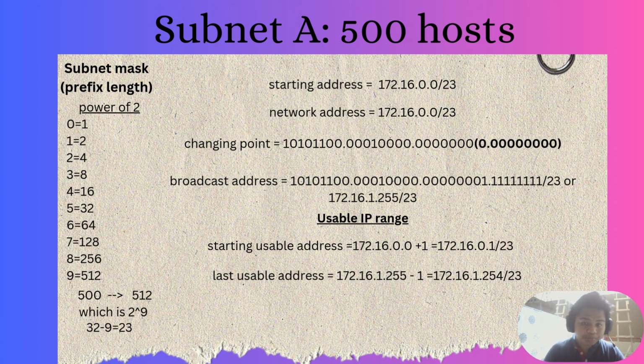For step 3, determine the usable IP range. The first usable address is the network address plus one, so the result is 172.16.0.1. The last usable address is the broadcast address minus 1. As you can see, we get 172.16.1.254. That's it.